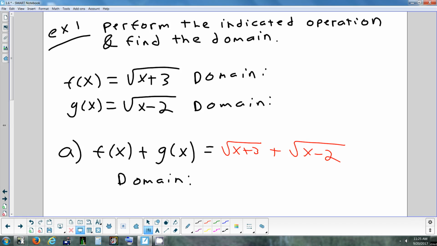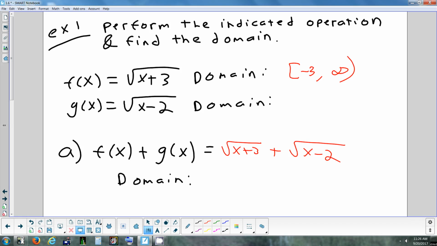Well, let's start with the domain of the originals, and then we'll figure out the domain of the new one. Kelvin, what kind of numbers could I pick for x in f of x so that I never take the square root of a negative? Exactly, -3 and above. You can pick any number from -3, go as high as you want.